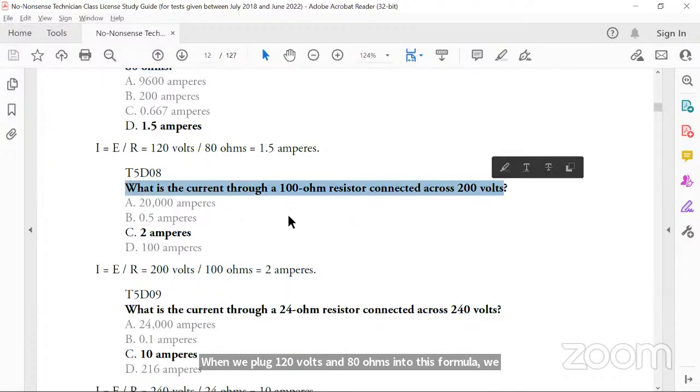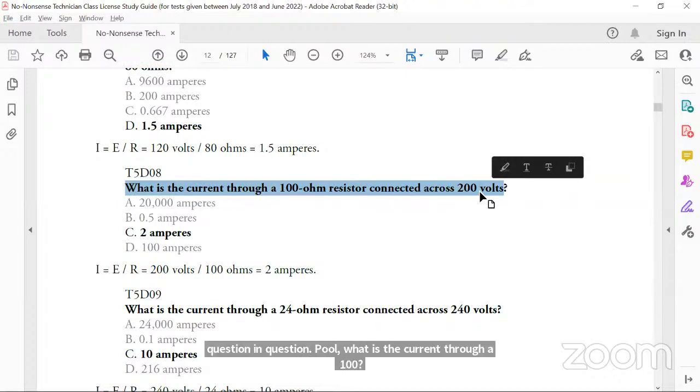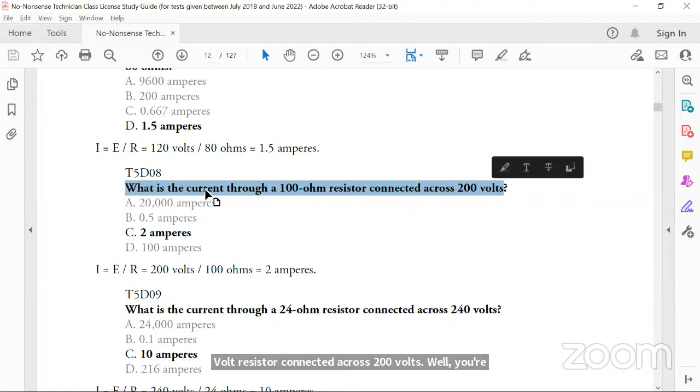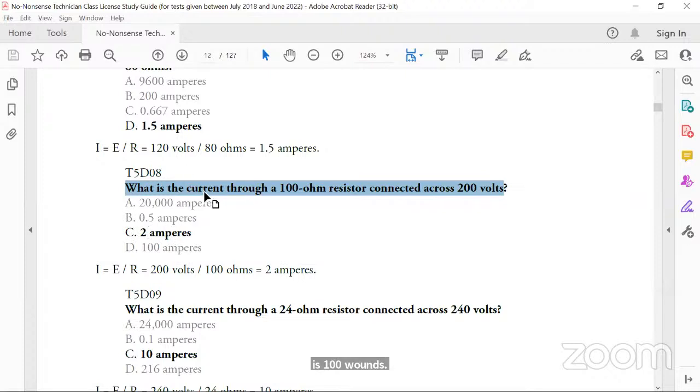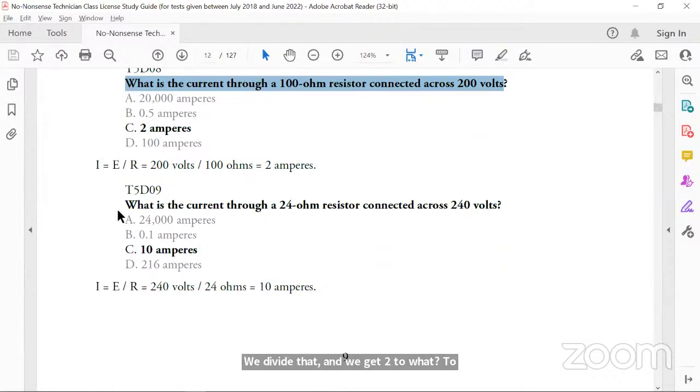Next question in the question pool. What is the current through a 100 ohm resistor connected across 200 volts? Well, they're asking us for the current, so same format of the Ohm's law formula. I is equal to E divided by R. They give us E, which is 200 volts, and R, which is 100 ohms. We divide that and we get 2. 2 what? 2 amperes, because it's current that they want to find.